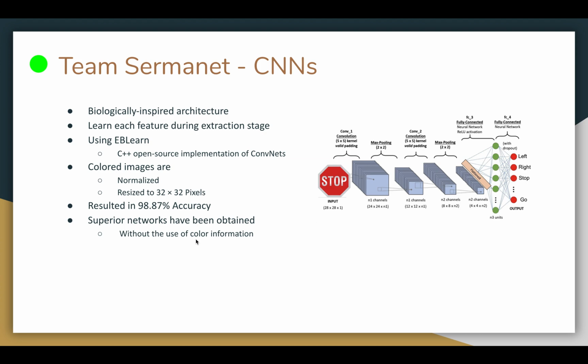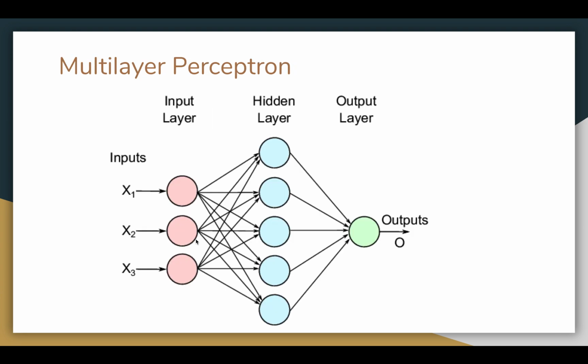So removing color actually helps learn better, I guess, not faster but better. And then there is this other team that used a perceptron on top of CNN. So let me talk about multi-layer perceptron.